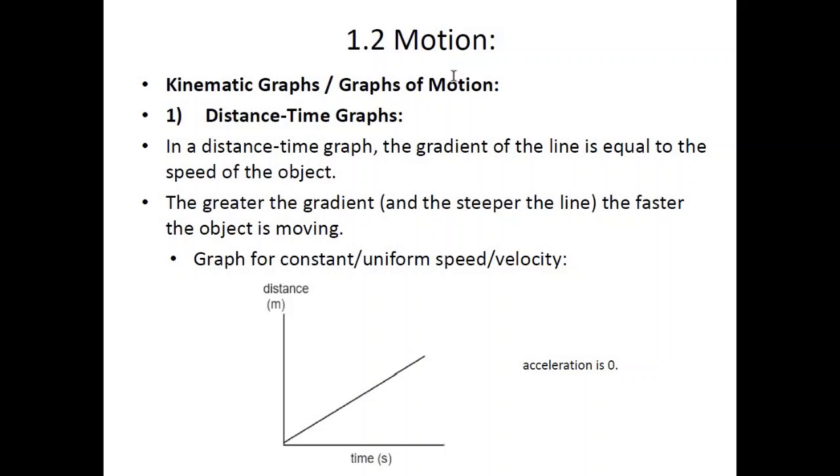In a distance time graph, the gradient of the line is equal to the speed of an object. If you calculate the gradient of a distance time graph, you are going to get the value of speed for that object. The greater the gradient, meaning the steeper the line, the faster the object is moving. So if you have a graph for constant or uniform speed or uniform velocity, it would look something like this: a diagonal straight line. And since the speed is constant, the overall acceleration would be 0.